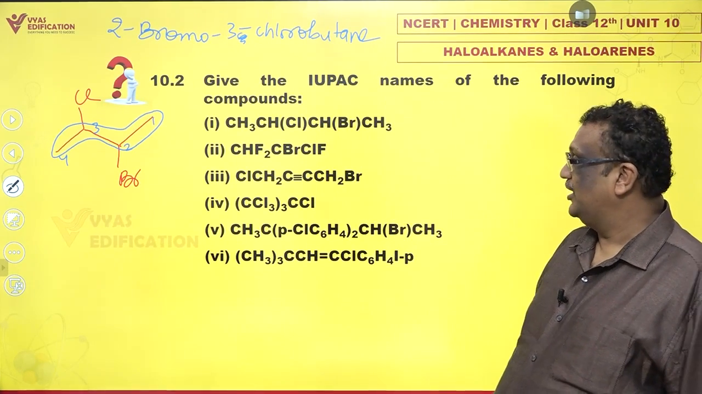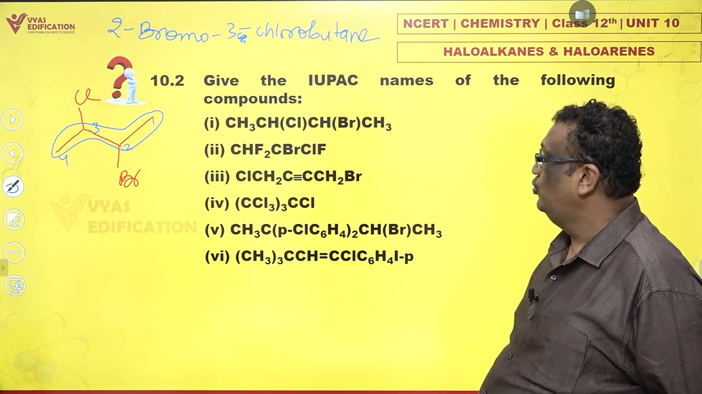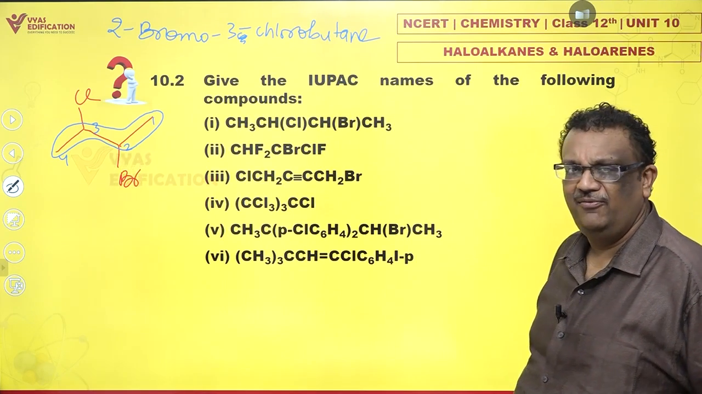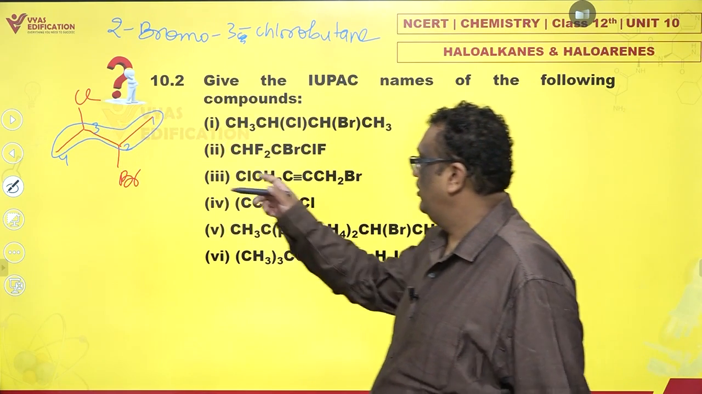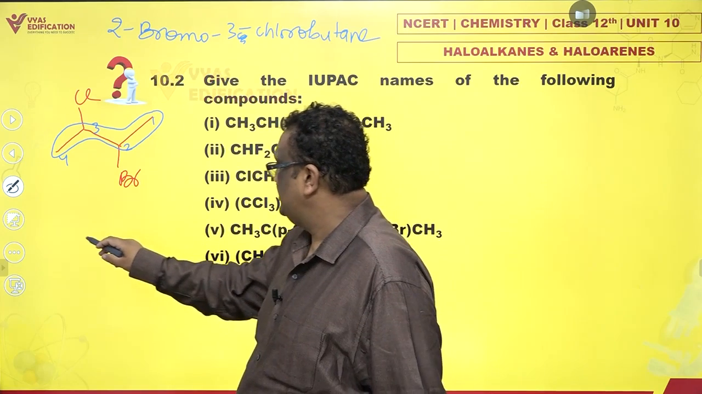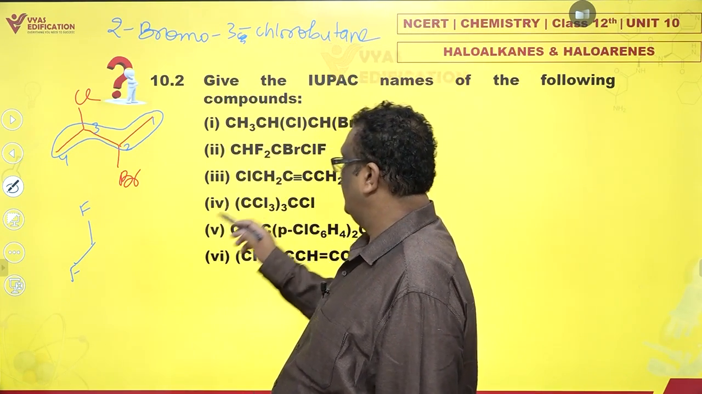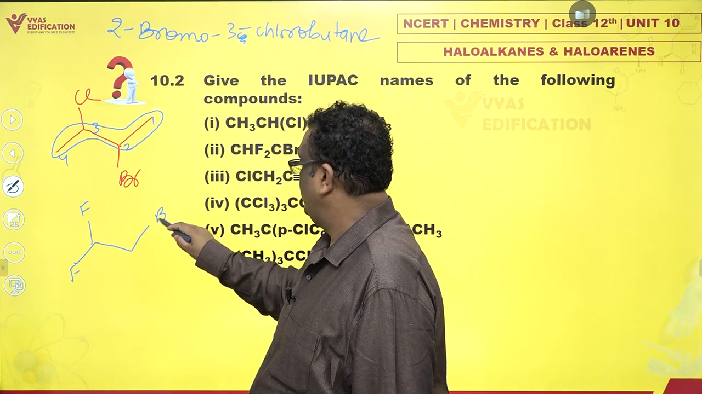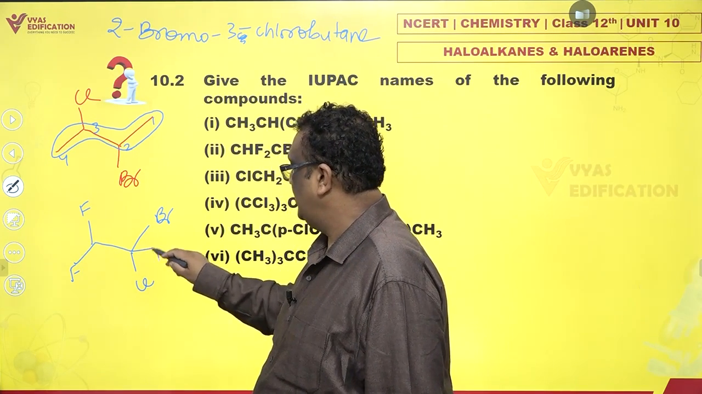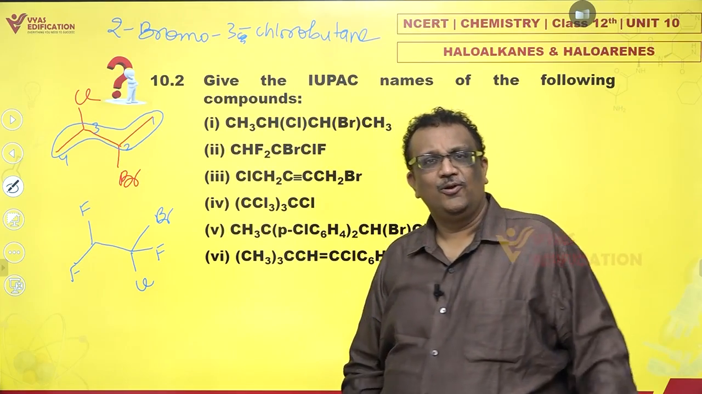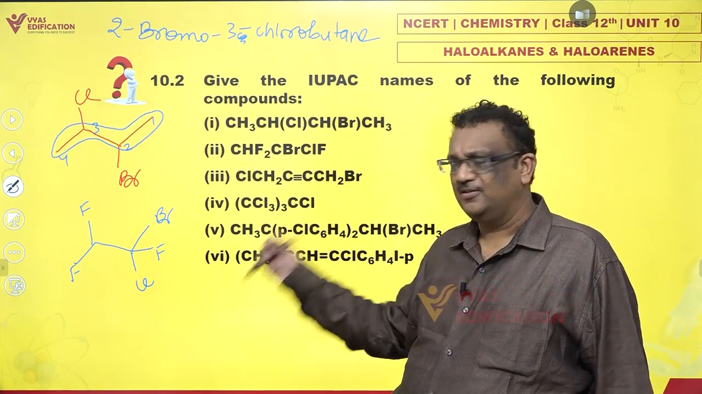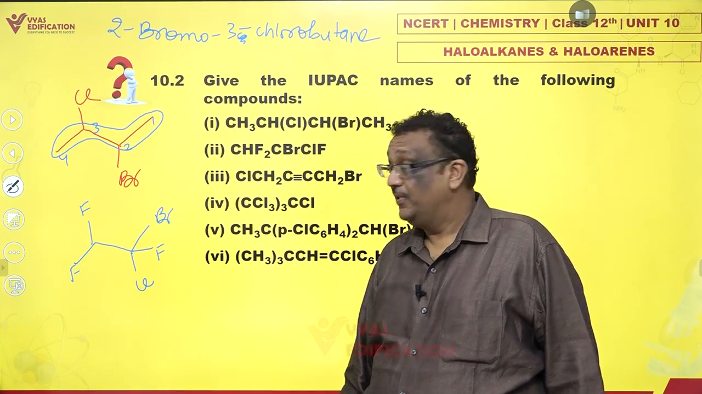The second one, let's take a look. This is CHF2 CBrClF. Let's draw it once. What do we have? We have two carbons. CHF2, so we have two fluorines like this, and then we have C, which has Br, which has Cl, which has F. My God! So you have just started putting so many halogens here.